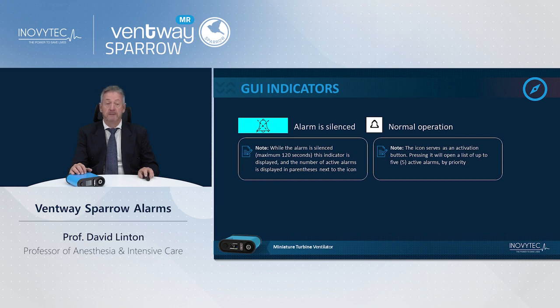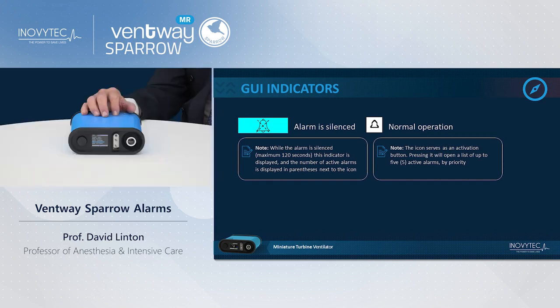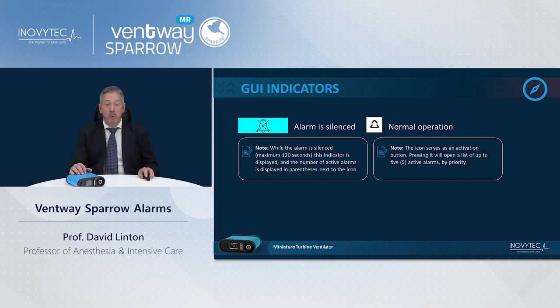In normal operation, the icon bell open serves as an activation button, and if you click on the clear white background bell, it will open a list of up to 5 active alarms by priority that have or are occurring.